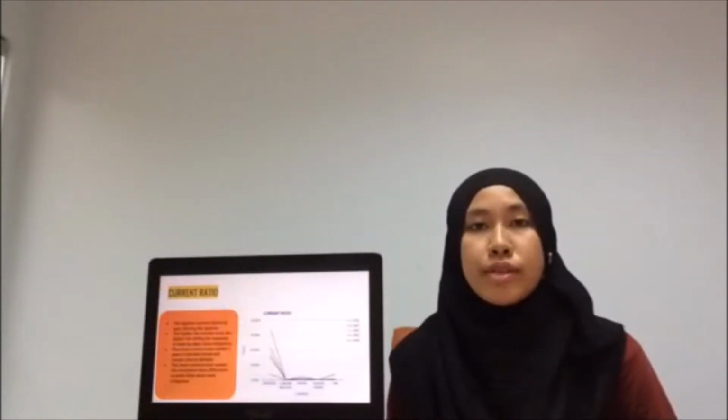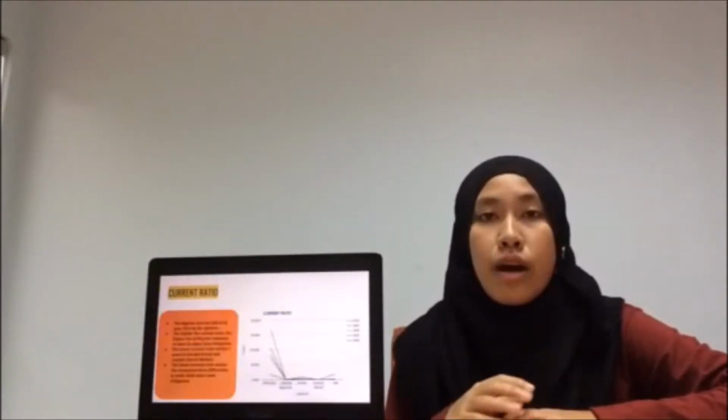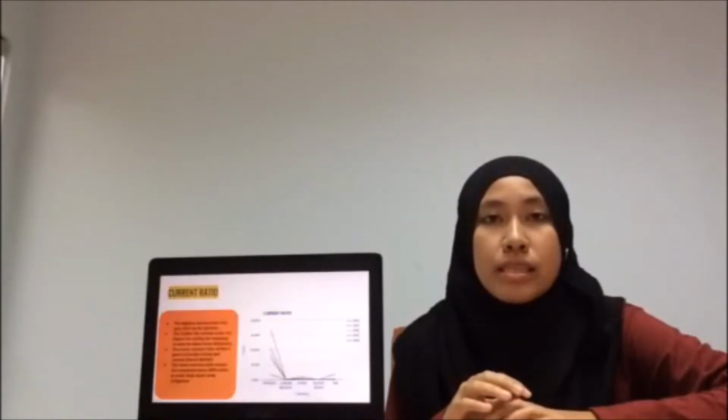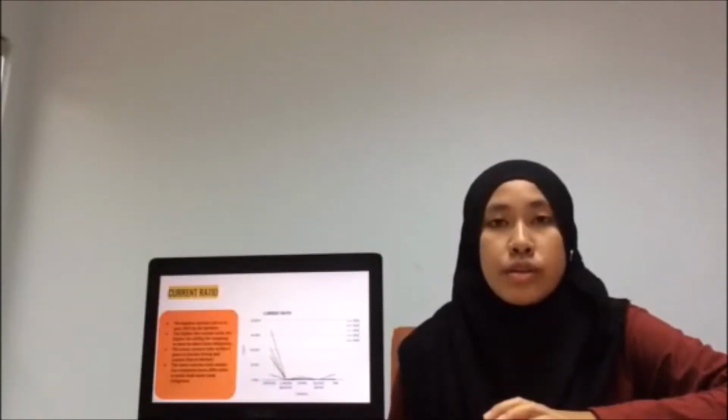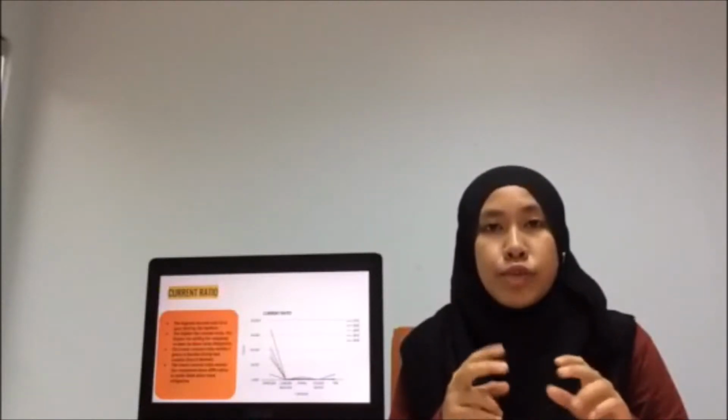Then I will continue with the current ratio. Current ratio is a measure of how well a company can meet its short-term obligations. Short-term obligations are usually debts and liabilities that need to be paid in the next 12 months.